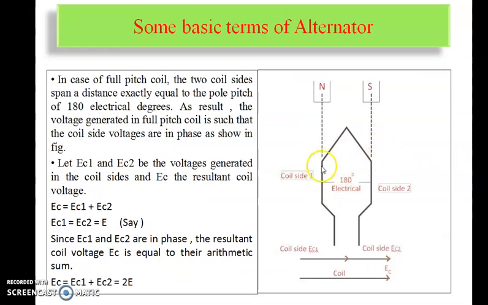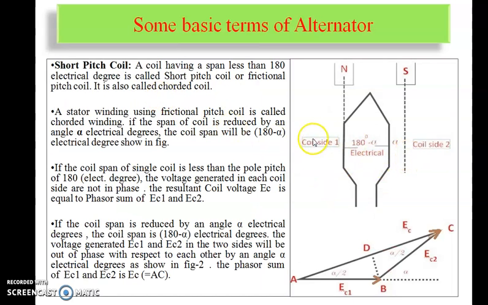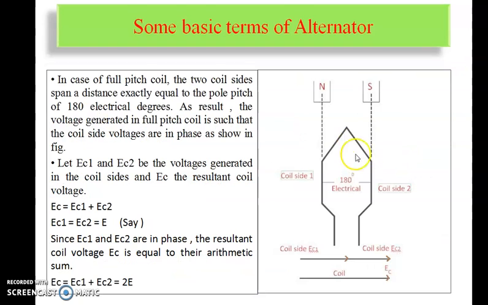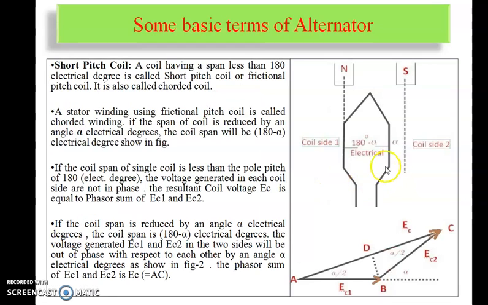You can see this. Here is my coil side, one side of the coil, and this is the other side of the coil. If the distance between them is 180 degrees, I call it a full pitch coil. But in the short pitch coil, the distance is not 180 degrees. It is always less than 180 degrees. If a coil has a span less than 180 degrees, it is called a short pitch coil or fractional pitch coil. It is also called a chorded coil. Earlier, there was a 180 degree distance between both sides, but here we get a distance of less than 180 degrees. So this particular coil we call a short pitch coil.